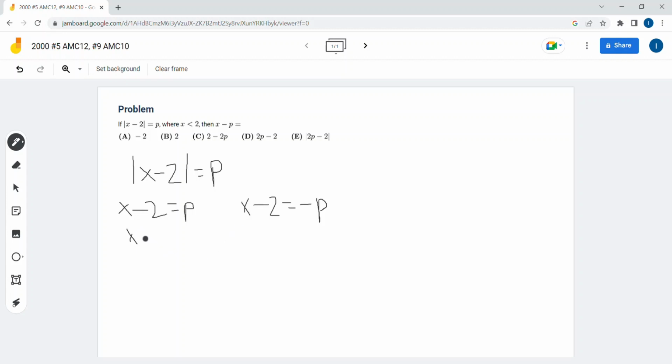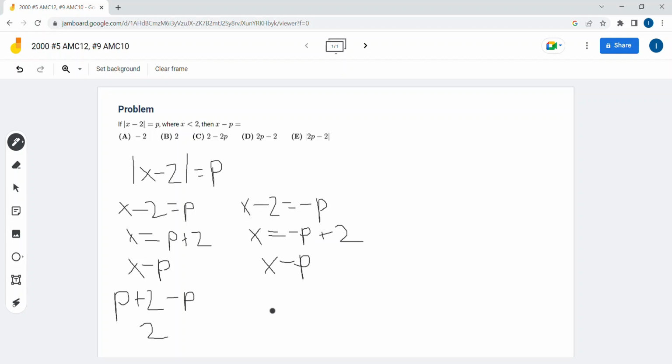So if we solve these two equations, we can add 2 to both sides. We get either that x is equal to p plus 2, or x is equal to negative p plus 2. So if we're solving for the value of x minus p, we can plug in these two values for x. In this case, x minus p would be equal to p plus 2 minus p. The p's cancel out, we just get 2. If we plug in this value for x, we get negative p plus 2 minus p, or 2 minus 2p.